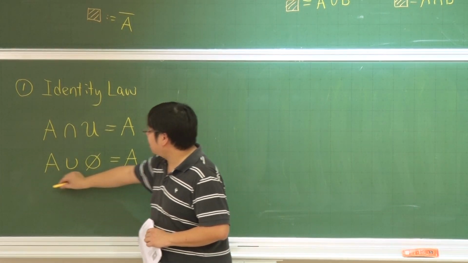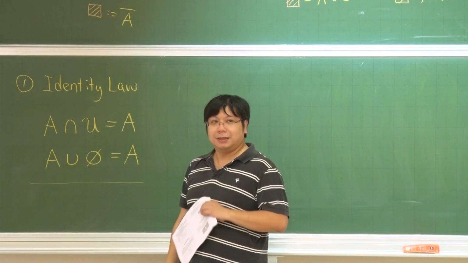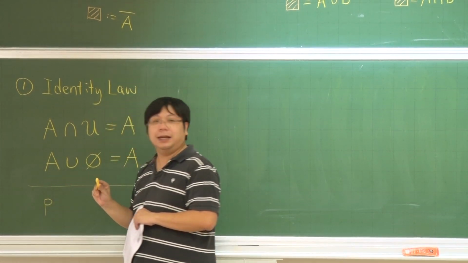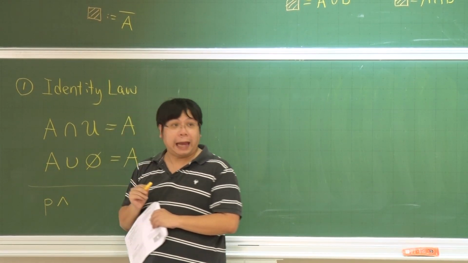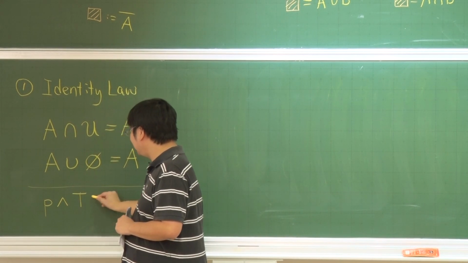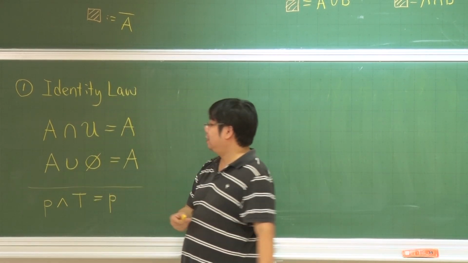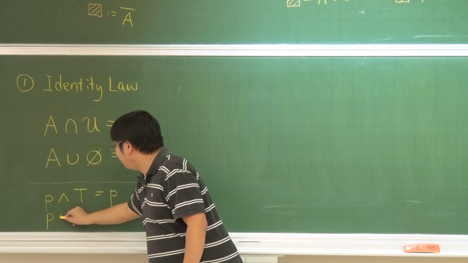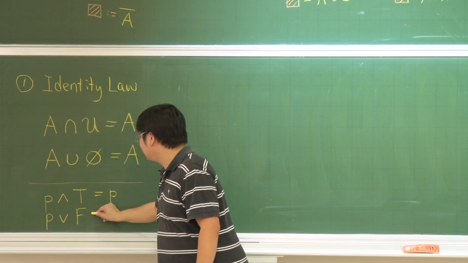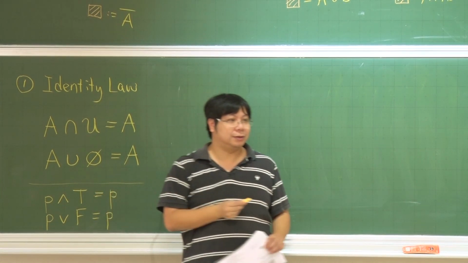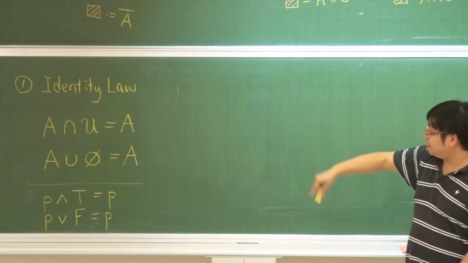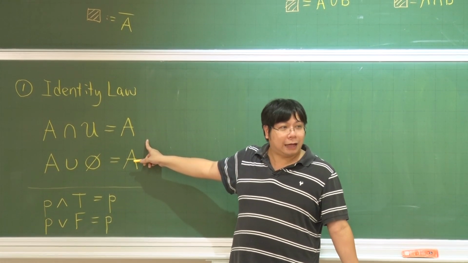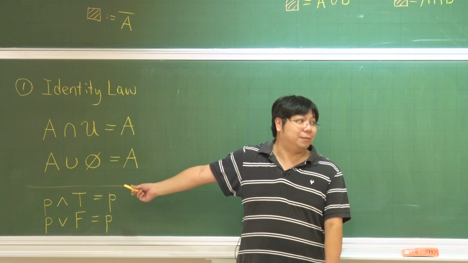So the corresponding logical equivalence is: if you have a proposition P, if you AND true, then you get P. And if you have a proposition P, if you OR false, then you still get the same proposition P. So if you understand this, then you understand this. They are actually the same.